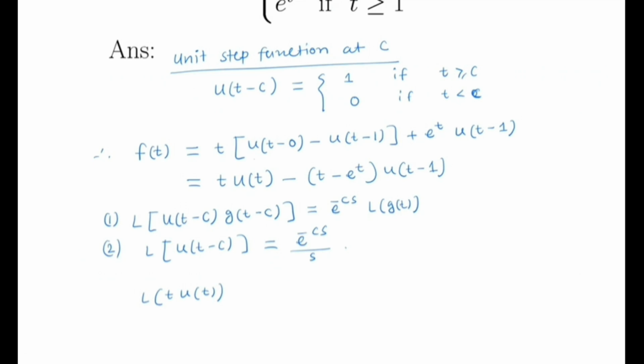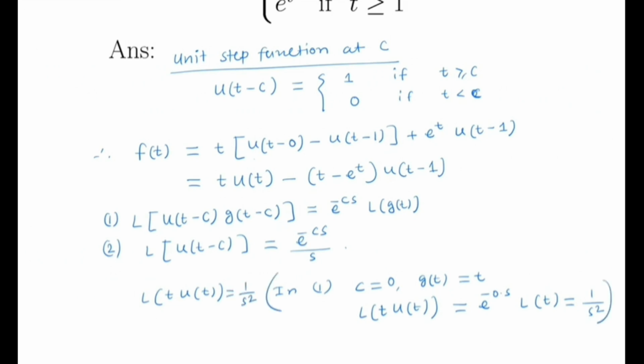So what is the Laplace transformation of t u(t)? Note that in formula number 1, if we put c equal to 0 and g(t) equal to t, then what do we get? L of t u(t) is e^(0 times s) into L of t. L of t is nothing but 1 by s squared. So this term is 1 by s squared.